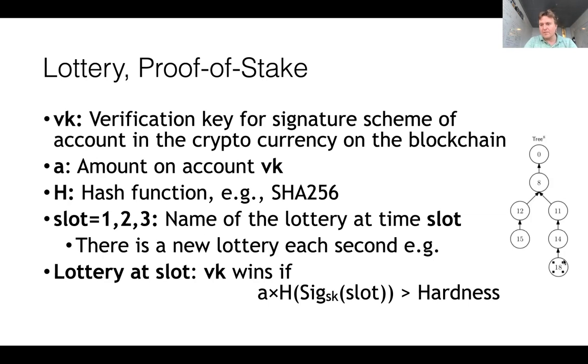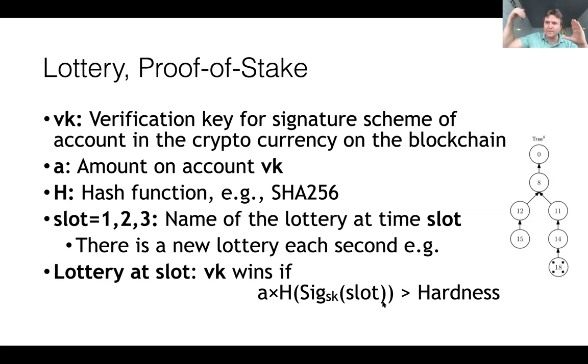And then the number that we put inside the block indicates that this block here is a block that was added because someone won the lottery at this point in time, at time 18. Okay. So how do you get the right to produce a block at time 18? Well, you do something very simple. You sign the slot number. So remember, you have the verification key here. So you take the signing key, and then you sign 18.